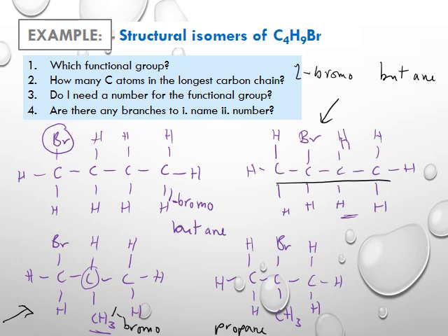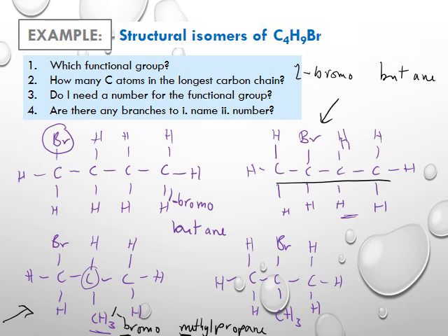So I need a methyl. And does it need to be numbered? No, because it can only be off the middle carbon. So 1-bromo-methylpropane is the name. Notice when you've got things that always go as prefixes, so the branches and the bromo go as prefixes, you do them in alphabetical order. So B is earlier in the alphabet than M, so it goes at the front.